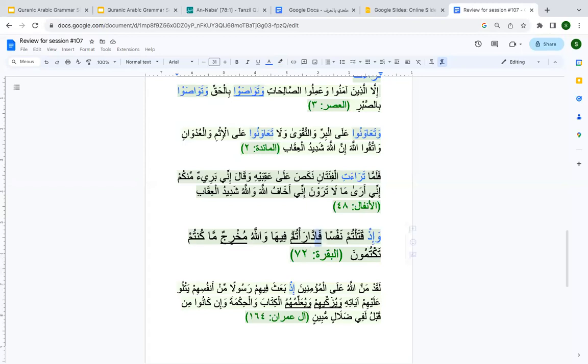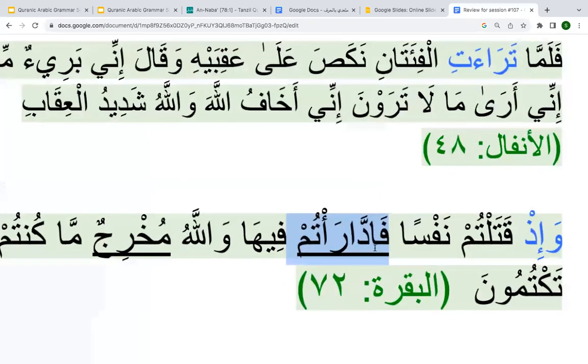So now look at this word. This is a tricky one. What do you think are the root letters? Let's just determine the root letters first, and then we can figure out the word. Dal, ra, hamza. Dal, Ra, Hamza. So what is additional here? What is extra here? Alif is extra. Alif after Dal is extra.